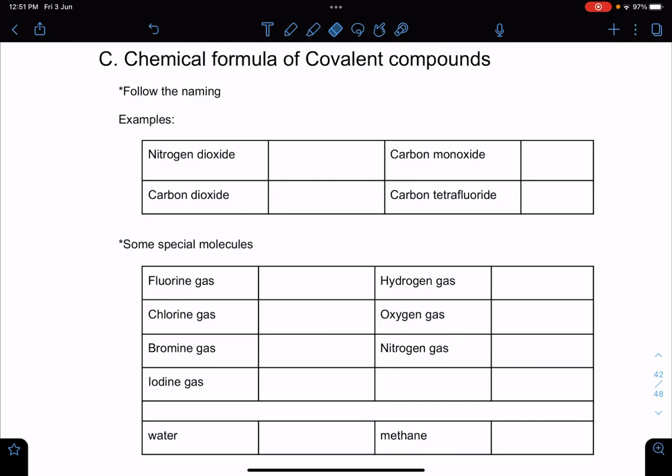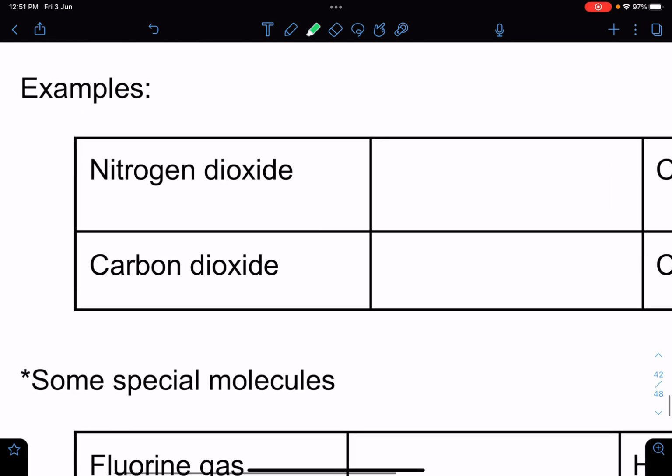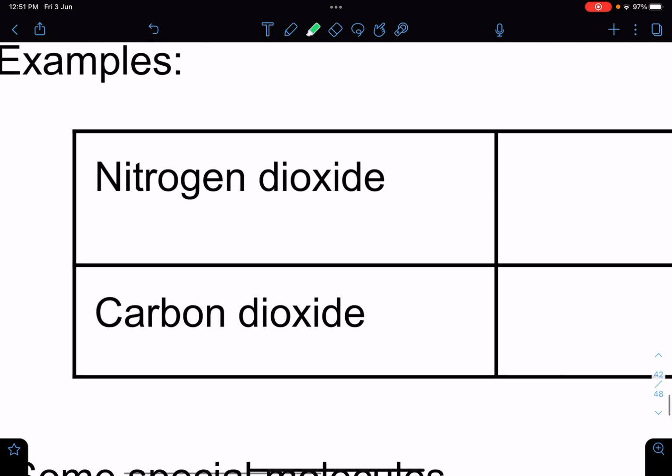Now, writing the chemical formula of covalent compounds is actually very simple because all you have to do is follow the naming. So what do we mean by that? Let's take the example of nitrogen dioxide. So first, just read the English.